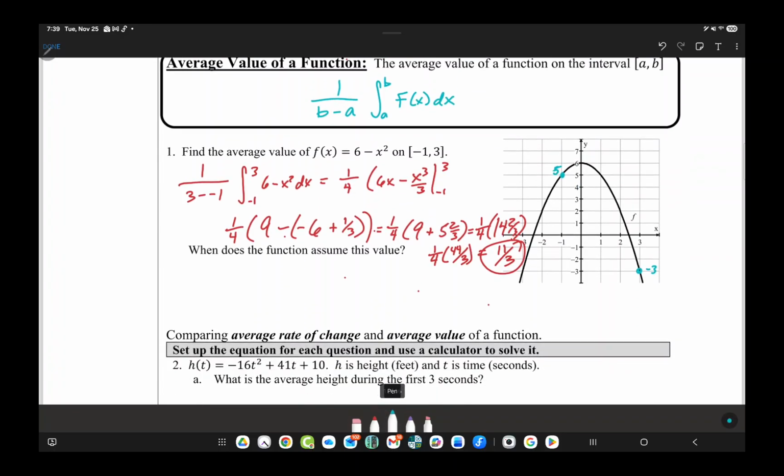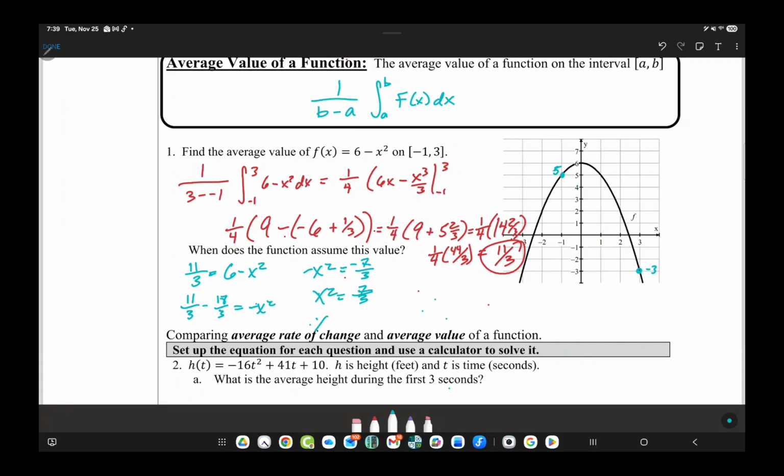Now, the next question you might get asked is, when does the function actually assume this value? Where on my function does this value occur? So the question is, when is 11 over 3 equal to 6 minus x squared? If I subtract 6, that's subtracting 18 out of 3, equals negative x squared. That gives you negative x squared is equal to negative 7 over 3, or x squared equals 7 over 3.